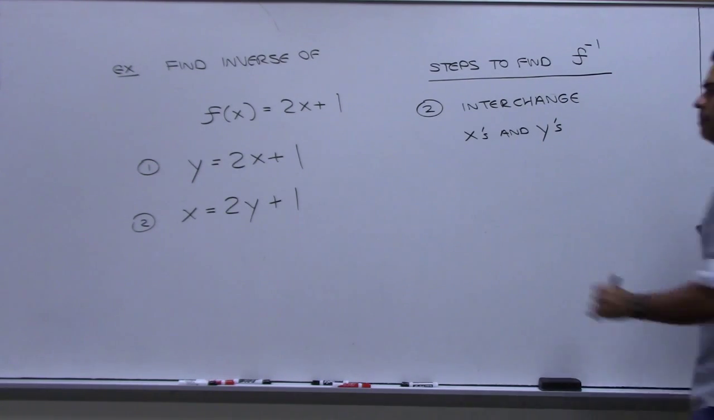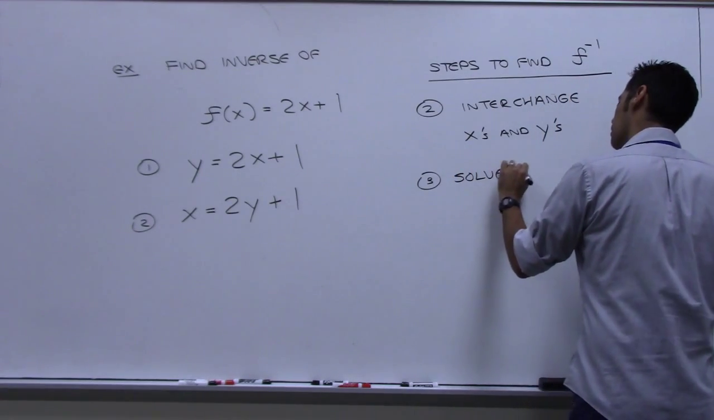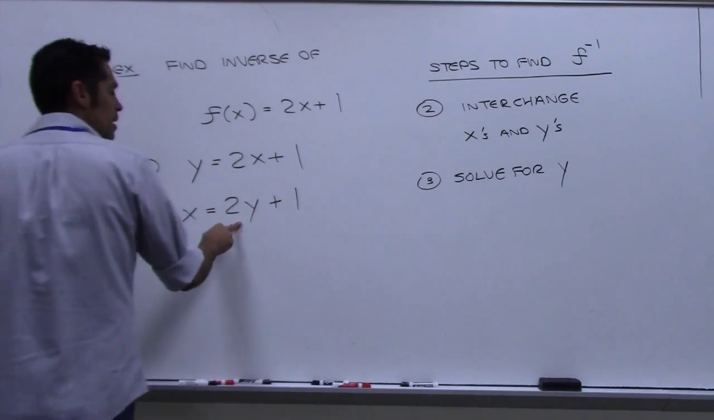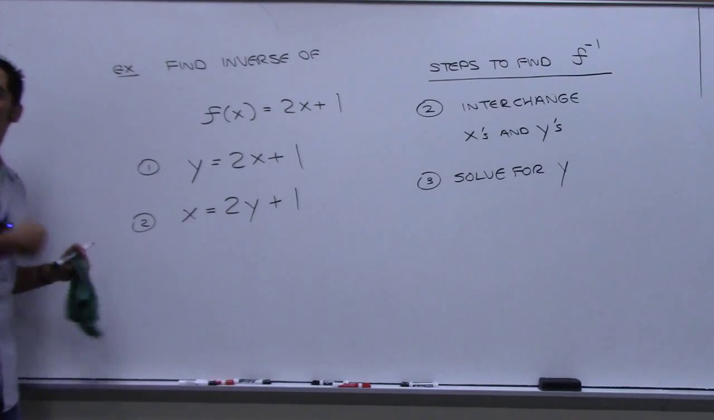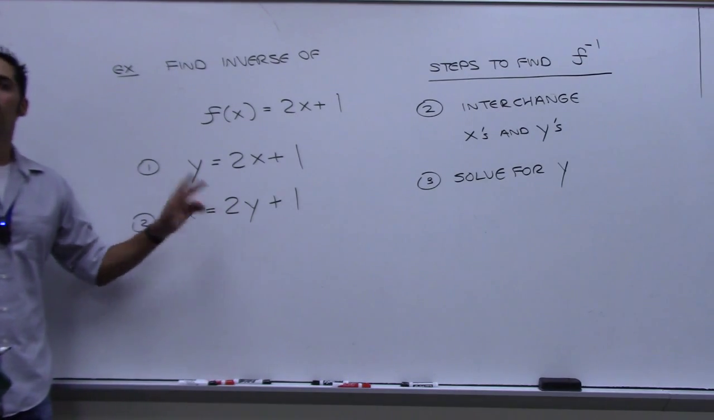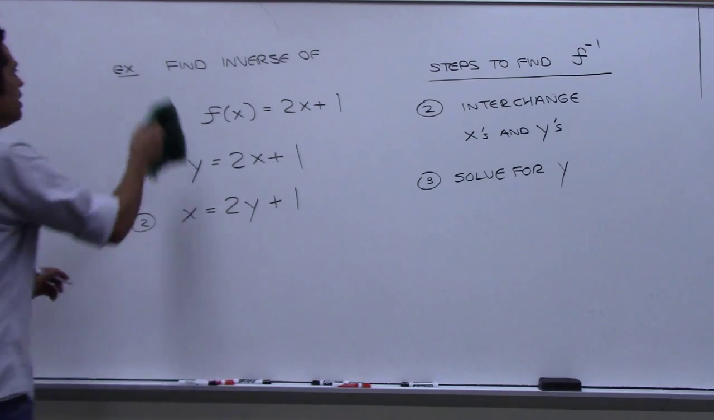The third step, solve for y. If we solve this equation for y, we will have an equation that tells us what y is, right? Right now, this tells us what x is. We want it to be what y is. So solve it for y. So I'll do that step 3. I'll do it up here.